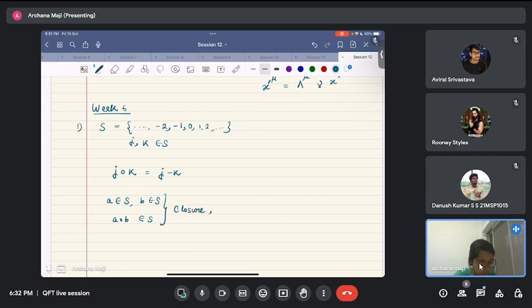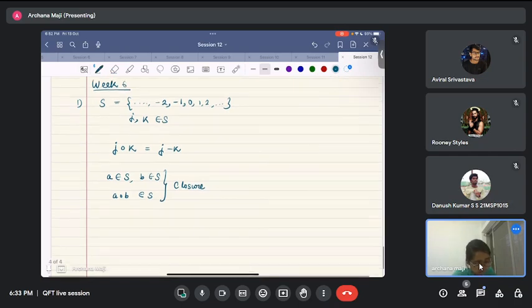Okay, and you can see that that is happening. No matter which two elements you choose from that set S, you will always get an element which belongs to that set, because subtraction of two integers will give you an integer only, and you have set S which is a set of all integers.